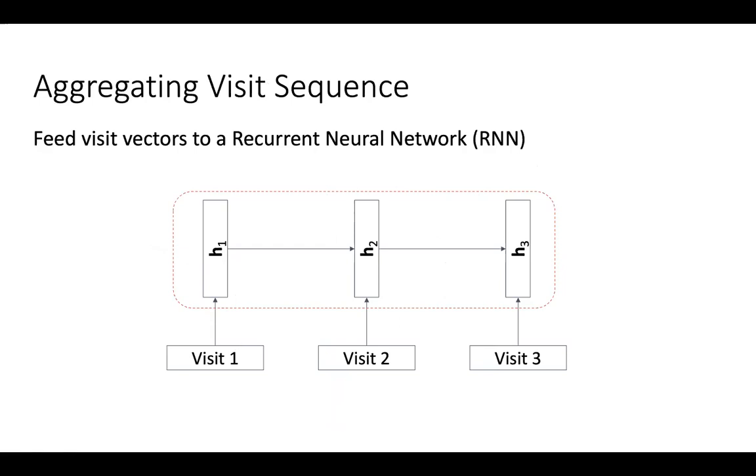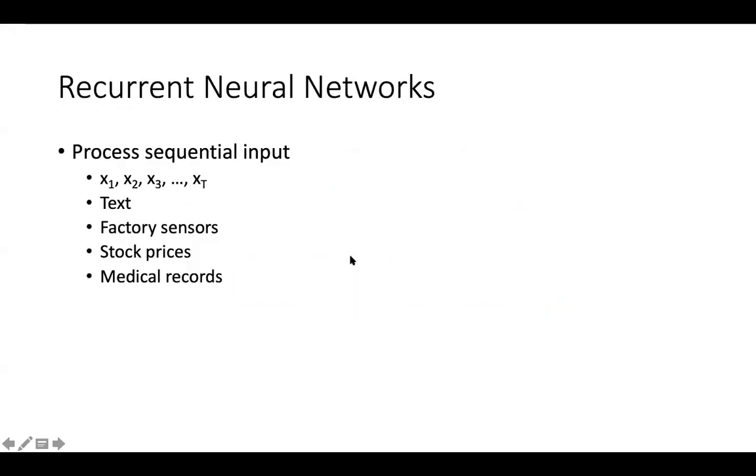Actually, any model would do, it doesn't have to be an RNN. It could be a 1D CNN, it could be a transformer, it could be anything, as long as you have an aggregator function that respects the order of input. But in this case, we're just going to use the RNN, which is still the most popular predictive model in healthcare. So we put visit one, two, three in order into the RNN, and then we would have the corresponding hidden layers at each time step.